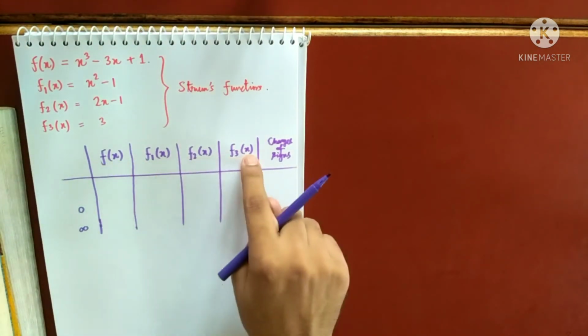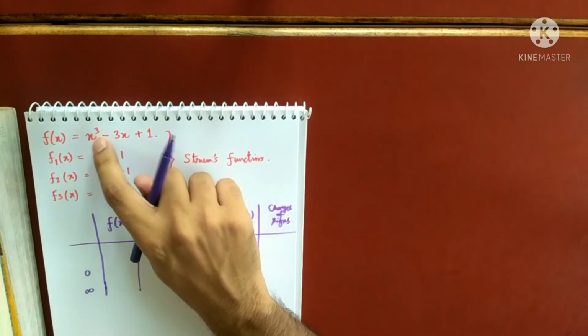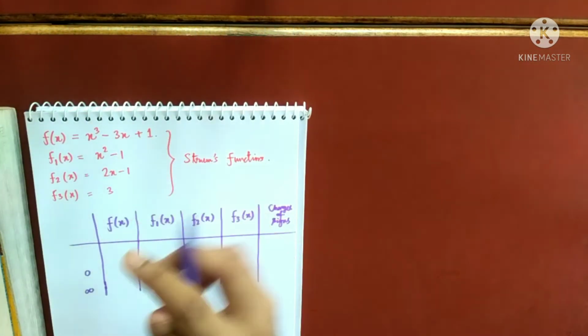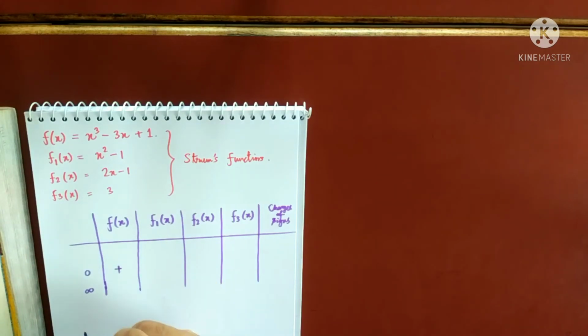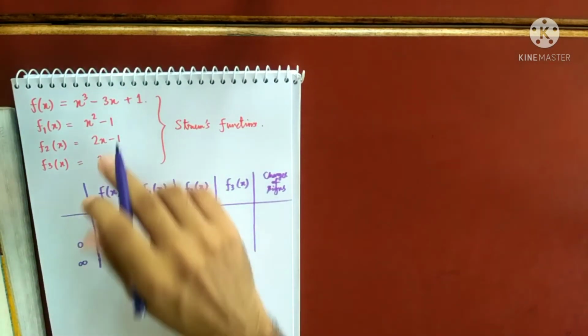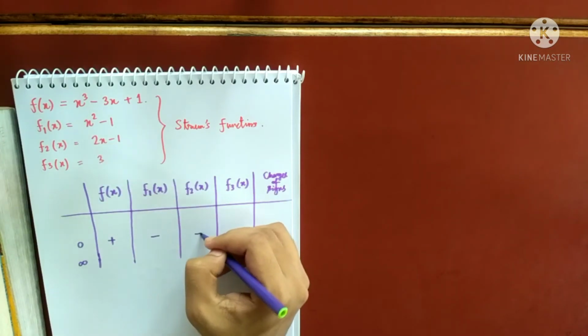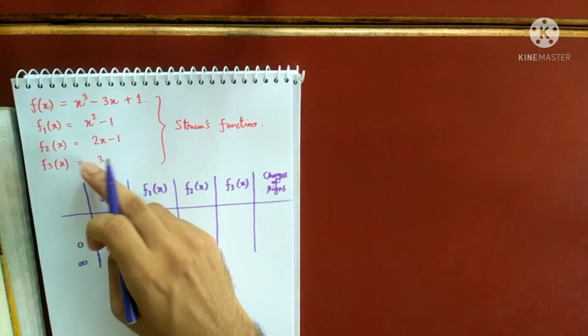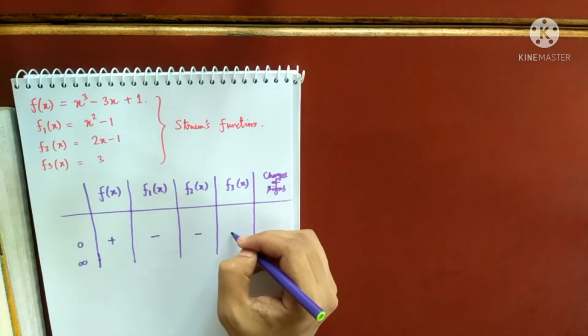So put 0 everywhere in each of them. If I am putting 0, I am remaining with plus 1. So the sign is positive. If I am putting 0 here, the sign is minus 1, the sign is negative. If I am putting 0 here, the sign is negative. If I am putting 0 here, it is plus 3, it is positive.